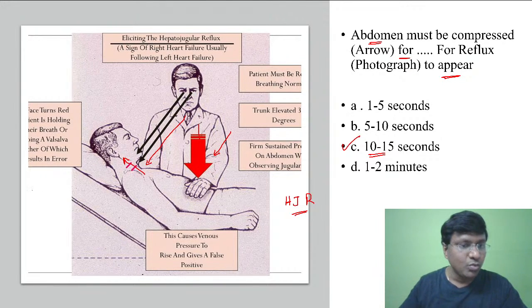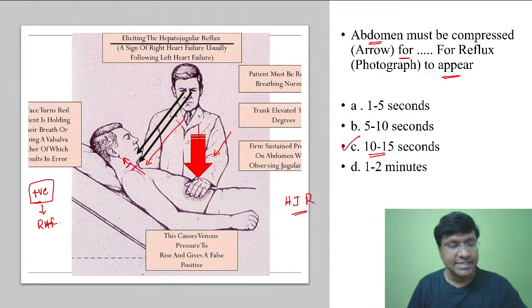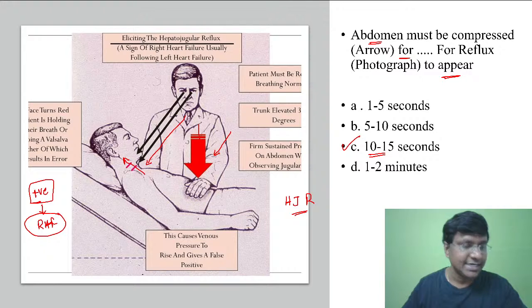Now, can anyone tell me what are all the conditions where you have a positive hepatojugular reflex? May I know quickly what the conditions are? Right, so Maria Khan, you should tell first right heart failure. You have said congestive heart failure. It is not that it is not correct, it is also correct, but the first thing you need to say is right heart failure.